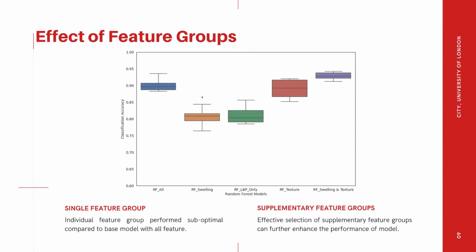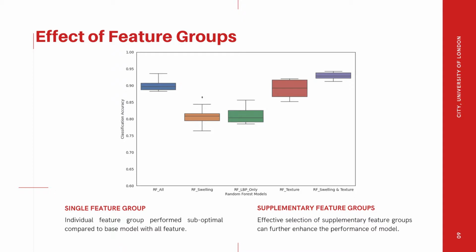The effect of feature groups is also evaluated using a random forest model with all included feature inputs as the base model. It can be observed that using the same random forest model, but with only a specific group or subgroup of features, such as swelling or only local binary patterns, will provide a suboptimal prediction performance. This is likely due to the missing information from the omitted features that will be needed for accurate prediction.